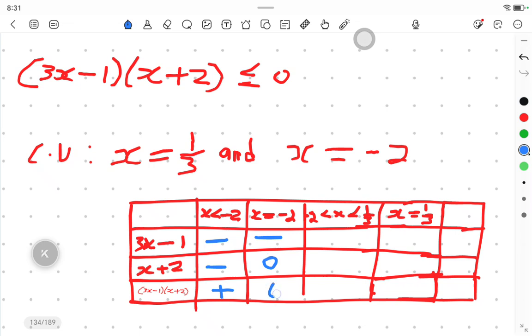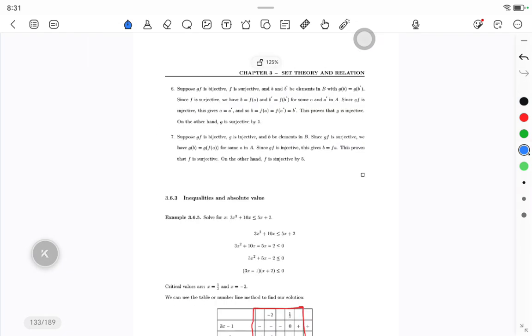Then here, when I plug a number in between negative 2 and 1 over 3, I can say that I can take a 0. If I plug a 0 here, I'm going to get a negative. Here, I'm going to get a positive. Negative times a positive is a negative. And then here, on x equals 1 over 3, if I plug here, I'm going to get a 0. If I plug this side, I'm going to get a positive. This will give us a 0. 0 times a positive is a 0.